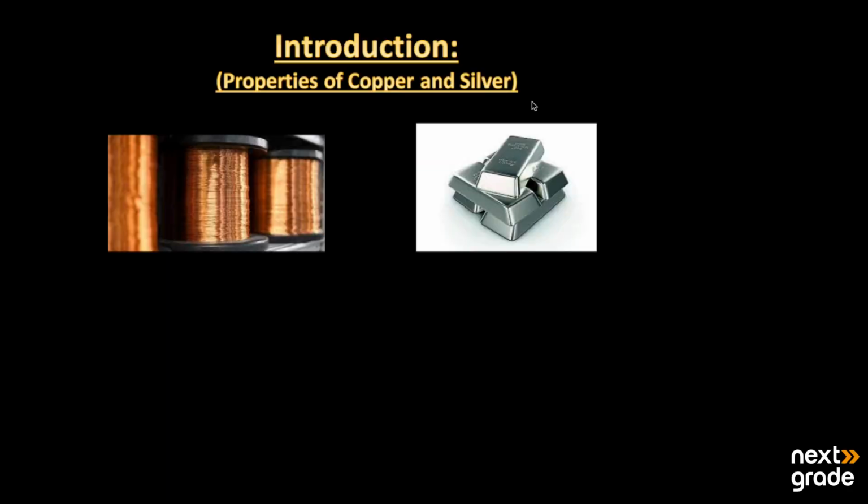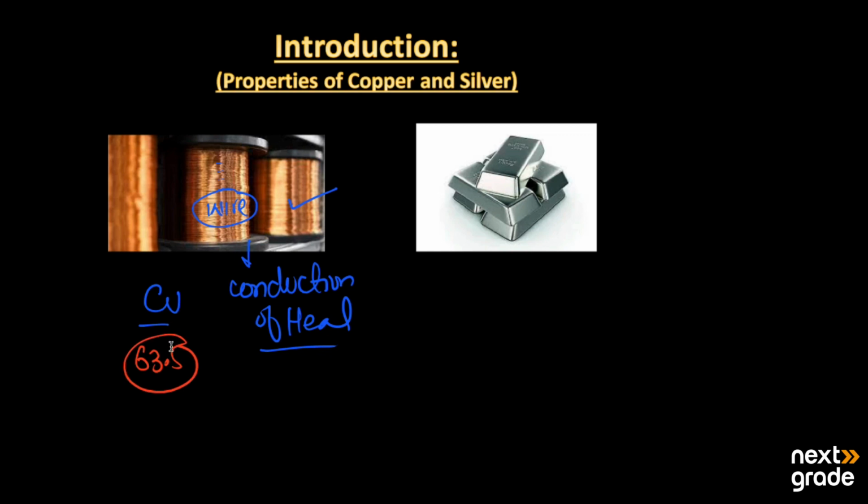So, the topic here is that we will discuss copper and silver and their properties. When we talk about copper, its symbol is Cu, and this is a picture of copper. We use copper wires that help in the conduction of heat as well as electricity.